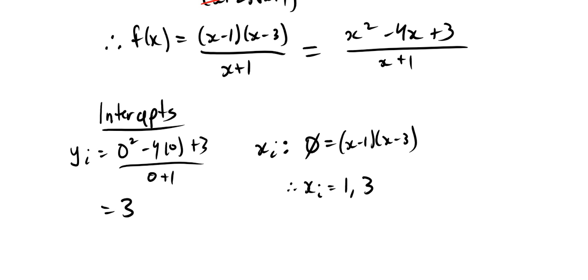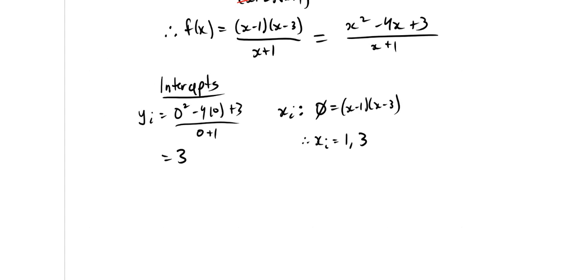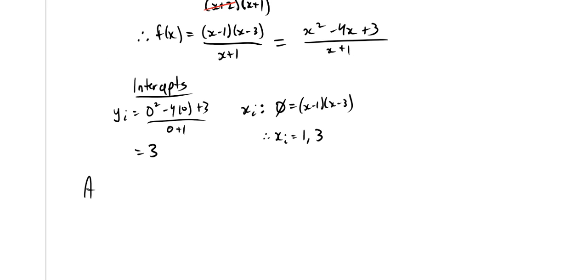When the top is 0, the whole thing is 0. If the whole thing is 0, that's an x-intercept. When the bottom is 0, I'm dividing by 0, but I can't divide by 0. That's what gives us an asymptote, unless it's a hole, we already talked about that. Okay, that's our intercepts, so let's do our asymptotes.